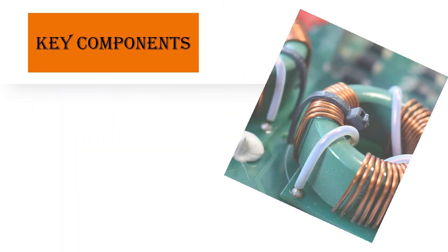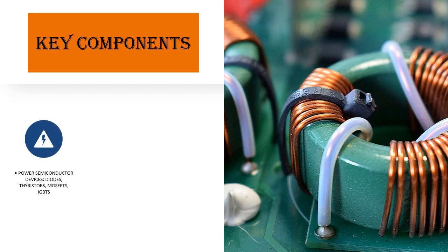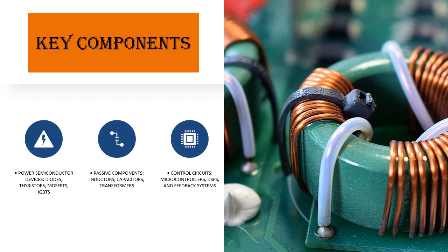Key components: The main building blocks of power electronics include power semiconductor devices like diodes, MOSFETs, and IGBTs, which handle high power levels. Passive components such as inductors, capacitors, and transformers that shape and filter the signals. And control circuits, usually microcontrollers or digital signal processors, that regulate how these devices operate to achieve desired output performance.